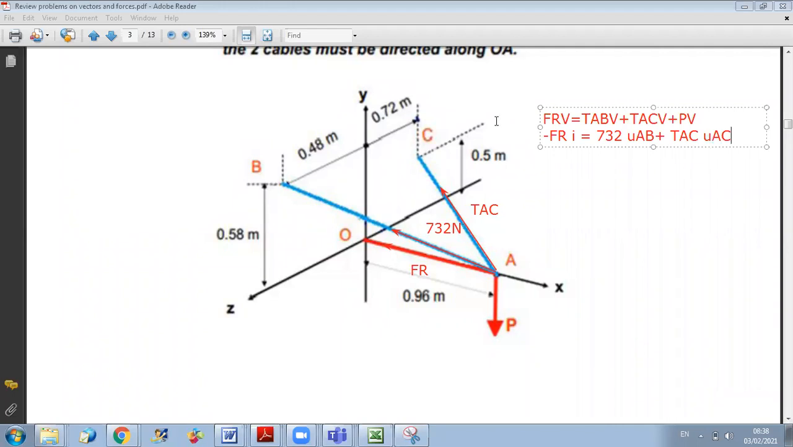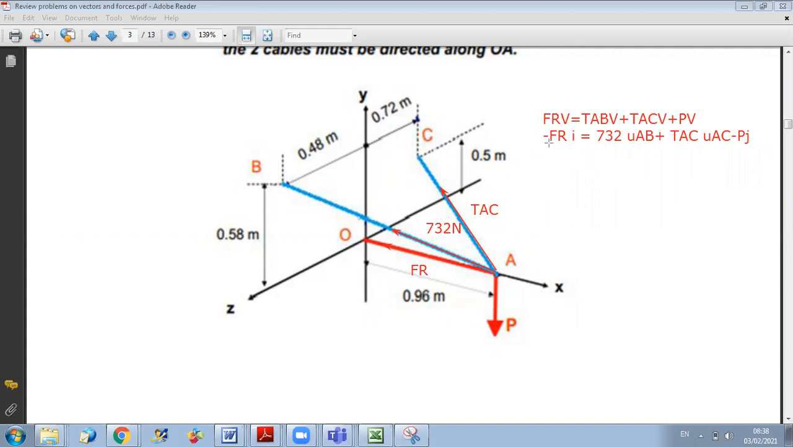And for vector P, it's what? Minus j. Very good. Minus P j. Exactly, it's minus P j. Okay. So now I have three unknowns in this equation. I have TAC, and I have P, and I have FR. But it's very fine for me.